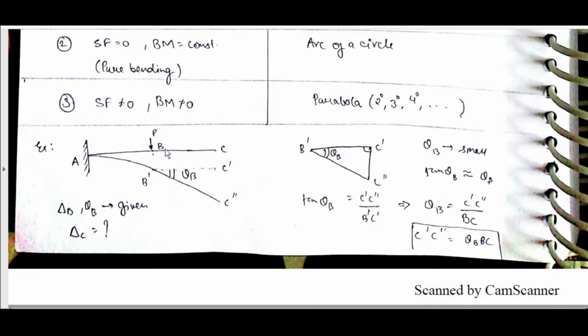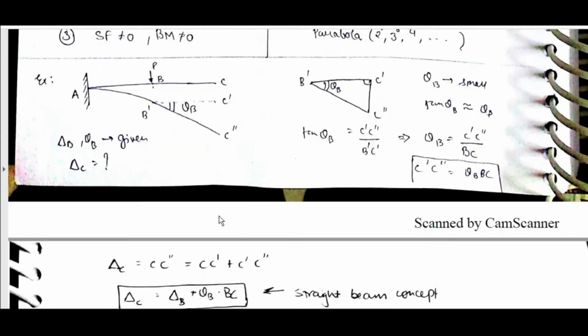Here fixed beam, load is applied at B, then delta B, theta B given, delta C is equal to question mark. Theta B small, tan theta B is almost equal to theta B. Tan theta B is equal to C dash C double dash by B C dash. Theta B is equal to C dash C double dash by BC. C dash C double dash is equal to theta B into BC.